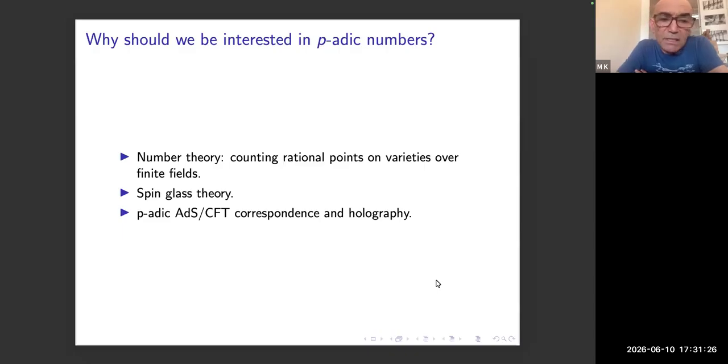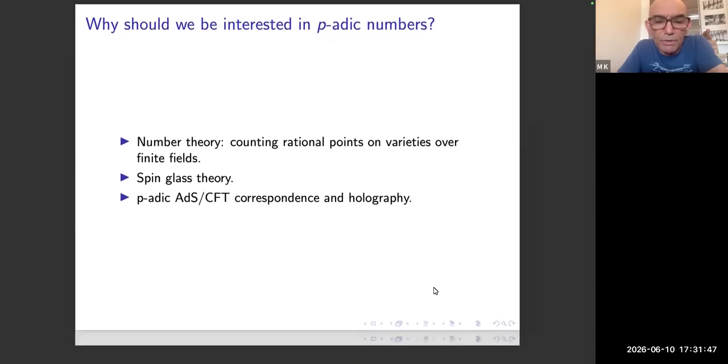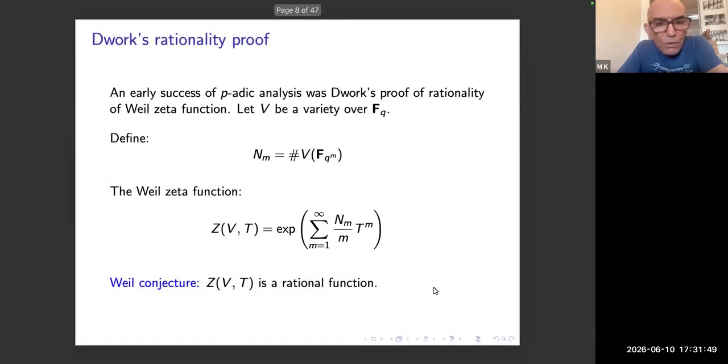Now in physics, there is spin glass theory, an amazingly beautiful theory, which uses p-adic numbers in a very serious way. And of course, there is the more conjectural, but still mathematically fascinating, p-adic AdS/CFT correspondence and holography. I will tell you a little bit about those as well. So let's go back to the work of Dwork.